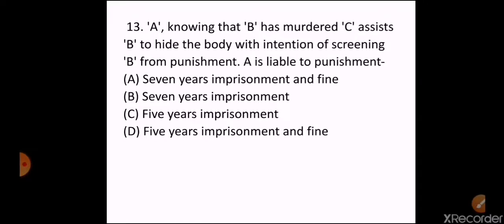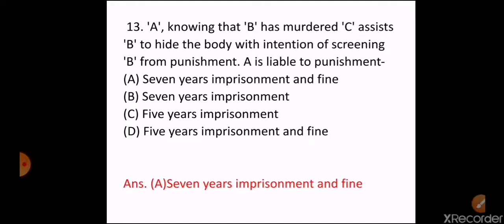So the options are: A, 7 years imprisonment and fine; B, 7 years imprisonment; C, 5 years imprisonment; D, 5 years imprisonment and fine. I hope you all know this answer, but still I have to tell you the right answer according to this question. The answer is option A, that is 7 years of imprisonment and fine.